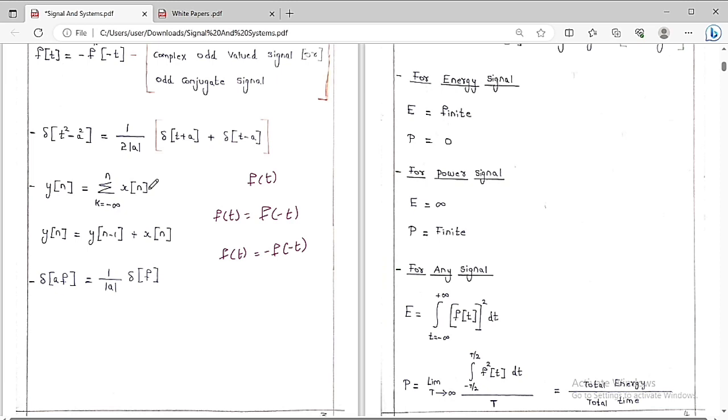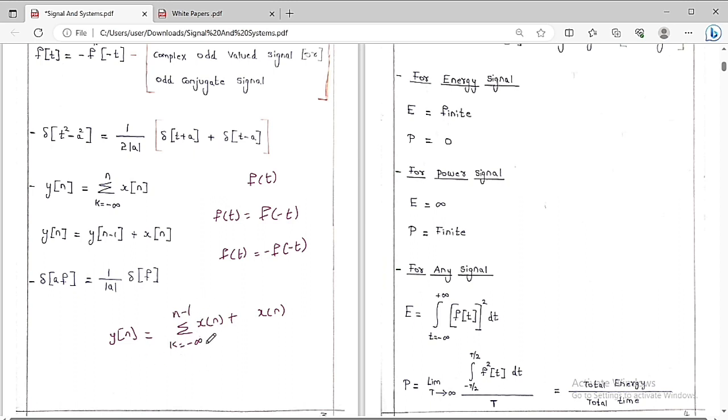So we are going to get y of n is equal to sigma k equals minus infinity to n of x of n. So we can write like this, right? If you see clearly, y of n is nothing but sigma k equals minus infinity to n minus 1 of x of n, plus x of n. So right here, instead of taking from minus infinity to n terms, I will take only from minus infinity to n minus 1. Then the next term will be n, therefore plus x of n. So this is nothing but y of n minus 1.